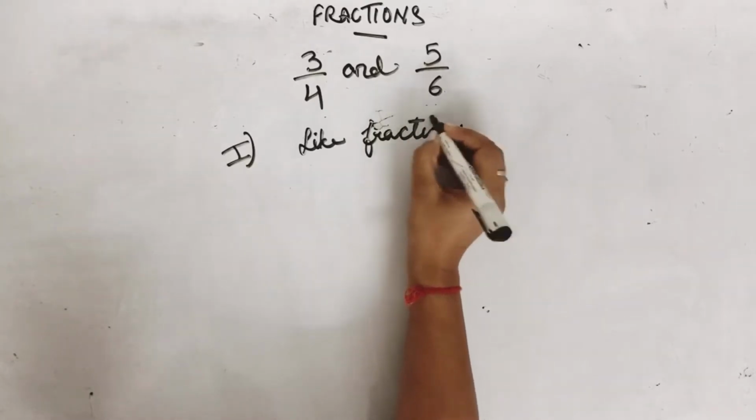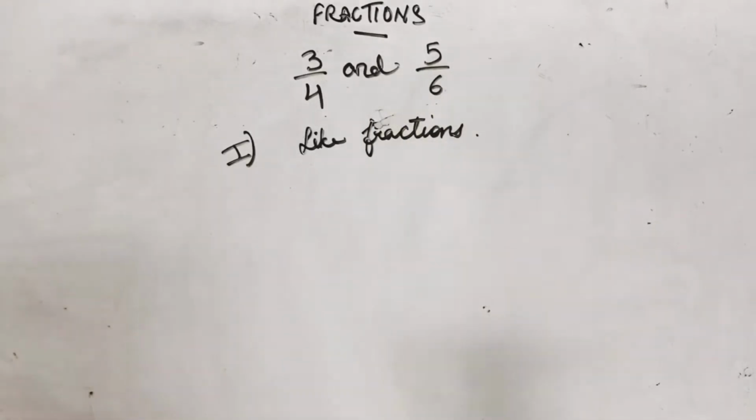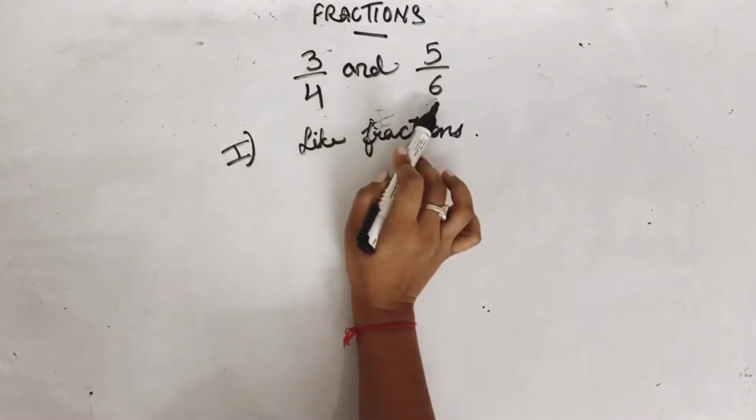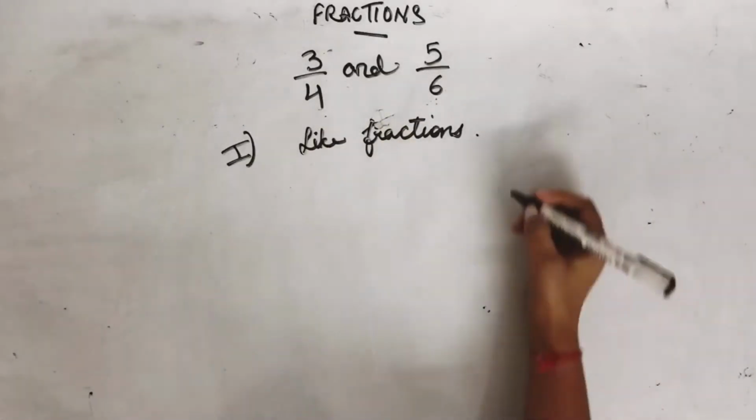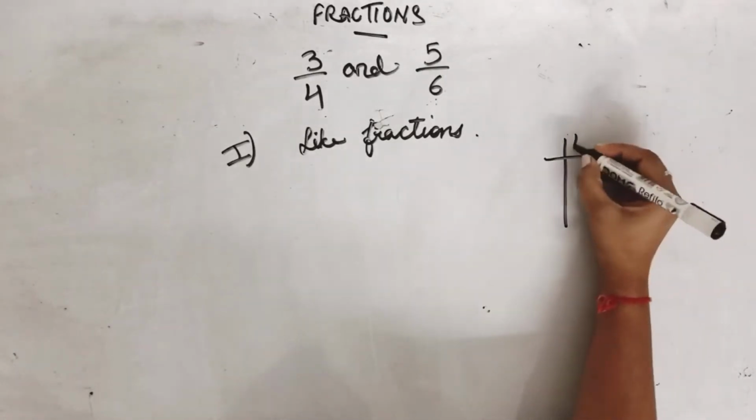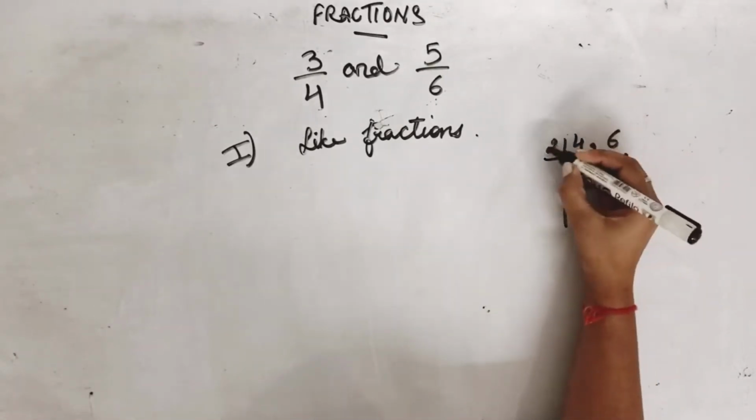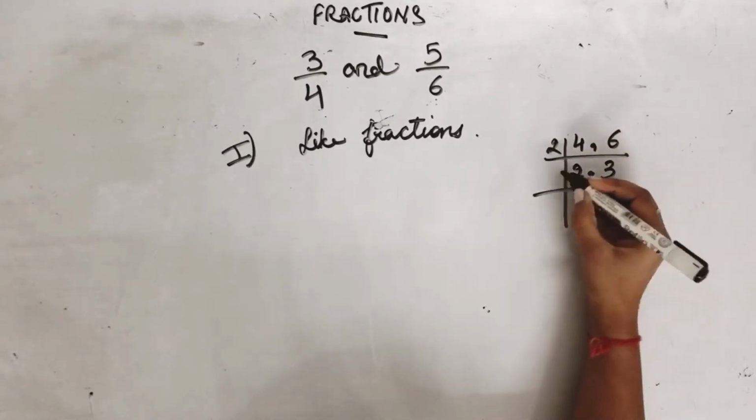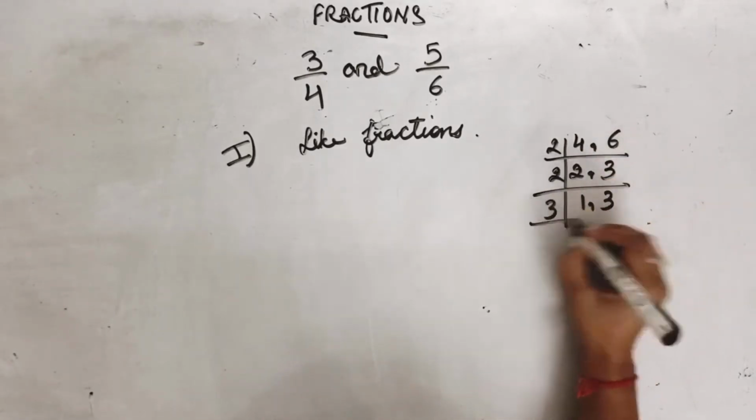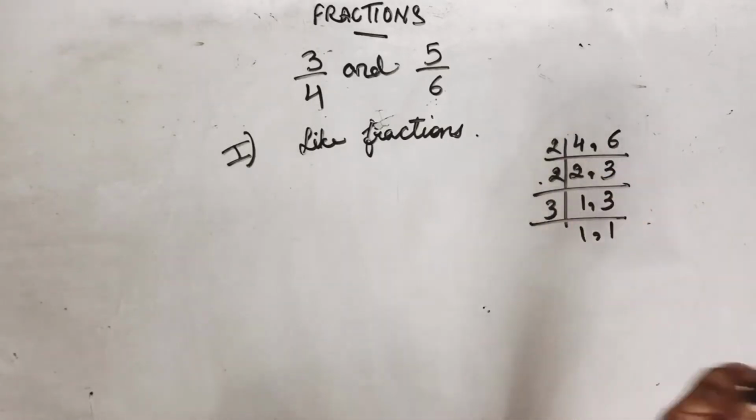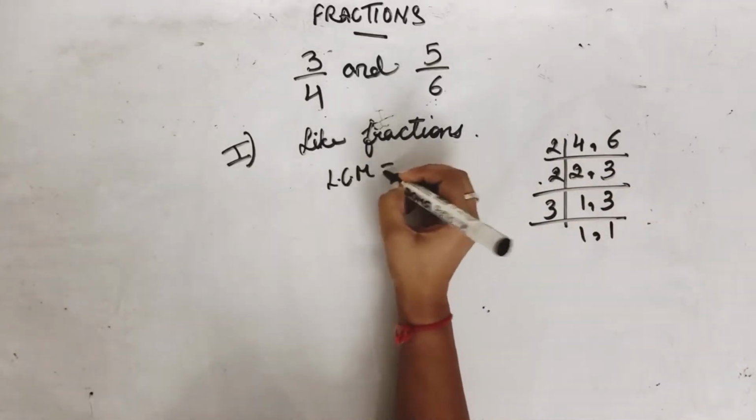सबसे पहले आप इसे like fractions में convert करोगे by making their denominator same. Now how can we make the denominator same? The same method you use to find equivalent fractions. You will find the LCM of these two denominators. LCM of 4 and 6 will be 12.